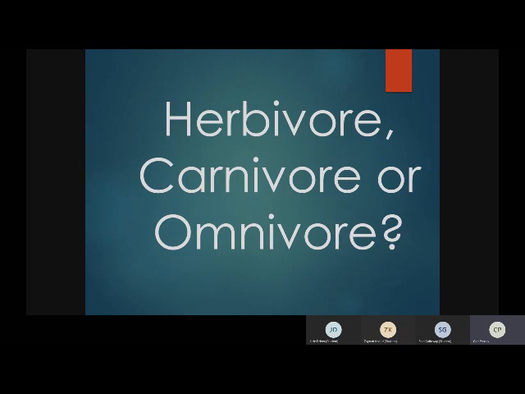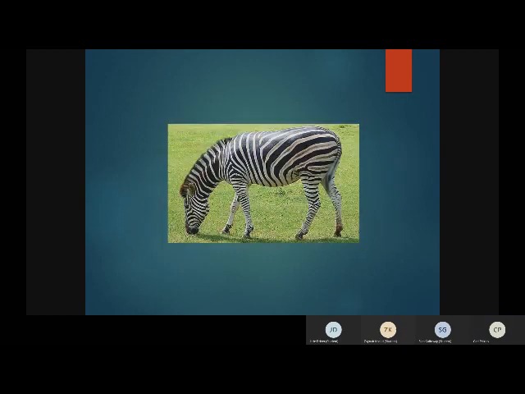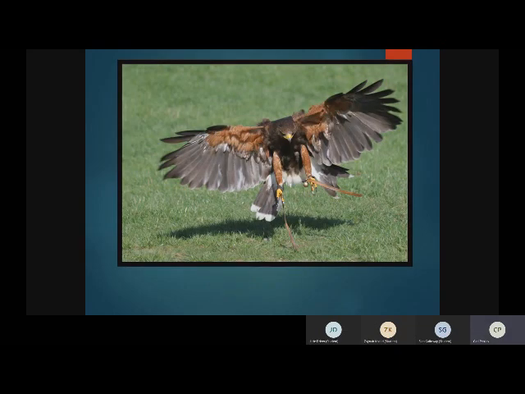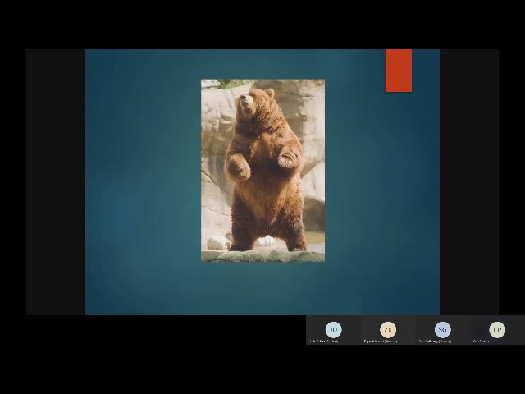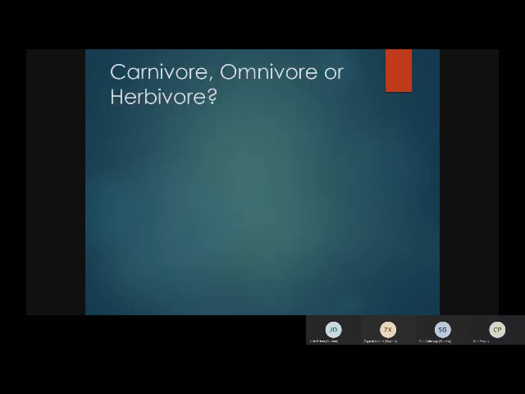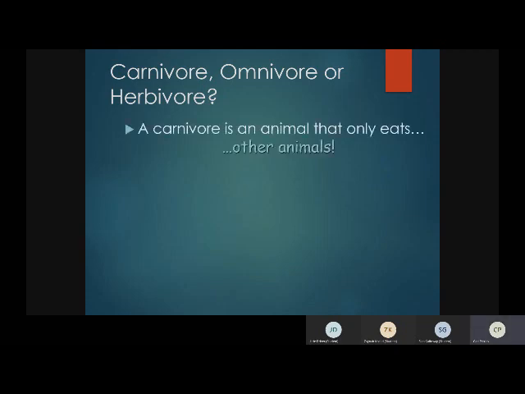Here we go then. It's a zebra. So it is a herbivore. Obviously, that's a lion. And it is a carnivore. That is a falcon. And it is a carnivore. That's a bear. And it is an omnivore. That's a hare. It's a herbivore. So just to run through it again, a carnivore is an animal that only eats other animals. A herbivore is an animal that only eats plants. And an omnivore eats both.